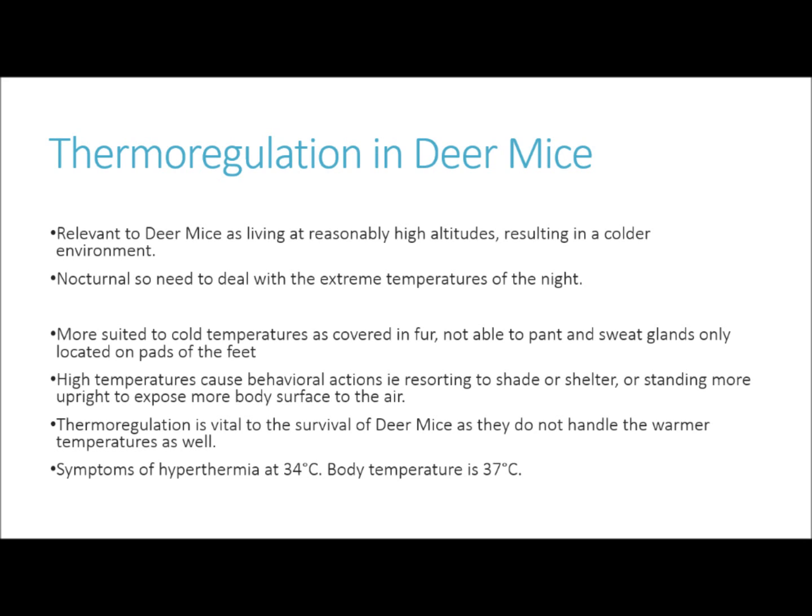When temperatures rise, they are likely to act behaviourally and resort to shade or shelter, and will often stand more upright to expose more body surface to the air. Thermoregulation is therefore vital to the survival of deer mice as they do not handle the warmer temperatures as well. This is shown by symptoms of hypothermia beginning to develop at approximately 34 degrees Celsius. Body temperature is similar to humans, being 37 degrees Celsius.